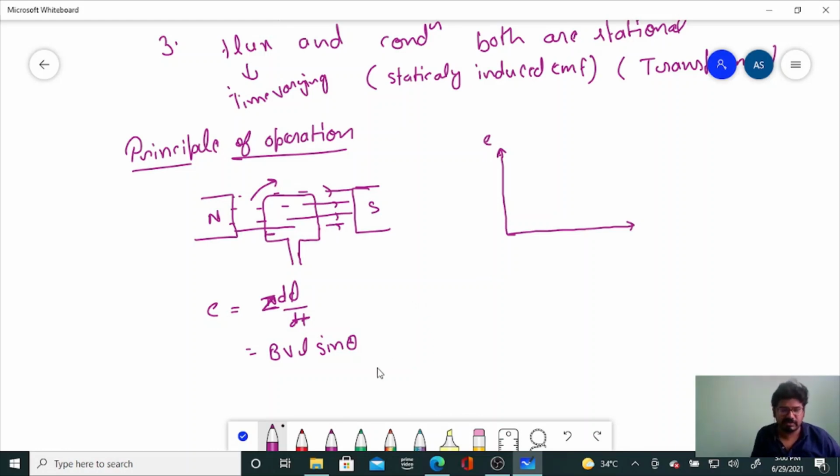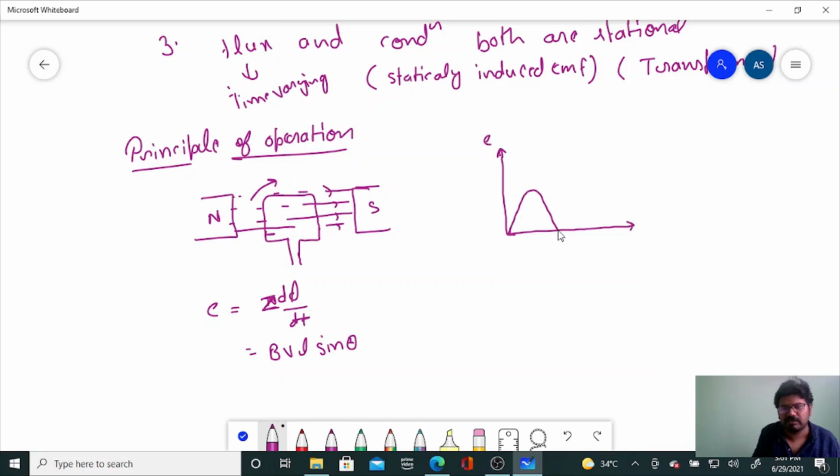When θ is 0, and the conductor is parallel to the axis, this position is nothing but your magnetic neutral axis between the poles, and where θ is 90, this is the polar axis on the poles. So when it is parallel, your induced EMF will be 0, then it will increase gradually, and at θ equal to 90 it is maximum.